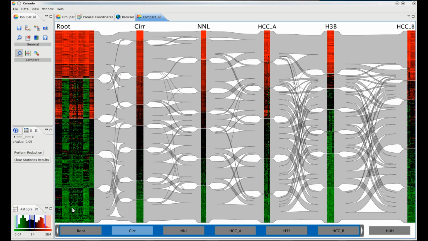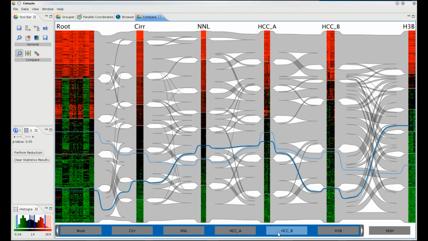The heat maps are clustered and sorted. The groups can be rearranged and duplicated. Ribbons connect the different clusters. We immediately see which clusters stay largely the same and where genes change clusters. By clicking a cluster, curves are drawn for the genes in this ribbon, showing their location in other groups.